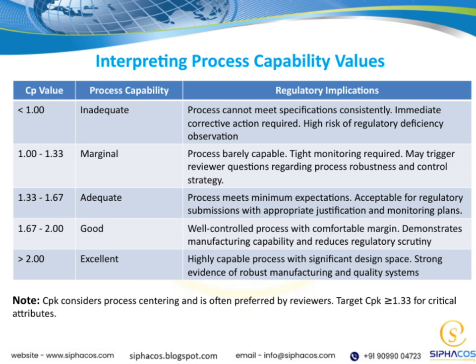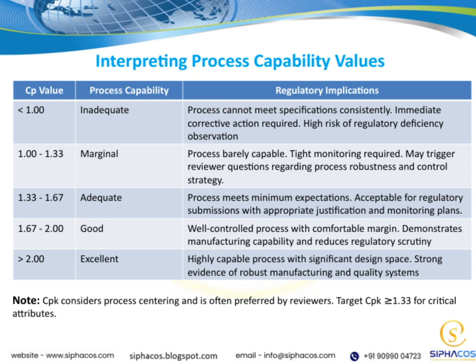Now, looking at the table, if our CP value is less than 1, that signals an inadequate process. In such cases, the process can't reliably meet specifications, and immediate corrective action is necessary to avoid regulatory issues. When CP falls between 1 and 1.33, we're in a marginal zone. The process is barely capable, so it requires tight monitoring. This level might raise questions from reviewers about the robustness and control strategy of the process.